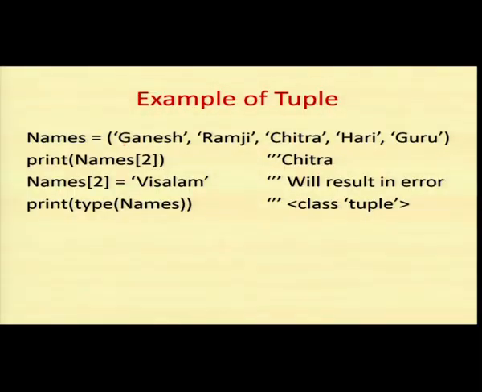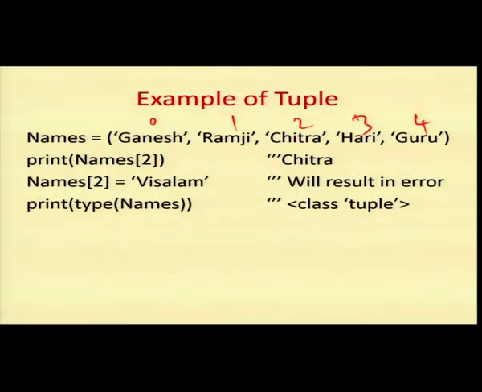Now, let us see an example of a tuple again. Names equal to Ganesh, Ramji, Chitra, Hari and Guru. My dear viewers, hope you have noted this point. In the previous slide, when we saw the list, the braces were square brackets, whereas here it is a parenthesis. So, names equal to Ganesh, Ramji, Chitra, Hari and Guru are the strings. I am trying to print names of 2. What will it print? Chitra will get printed.